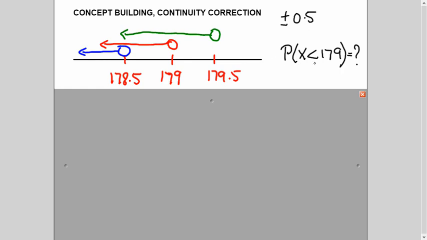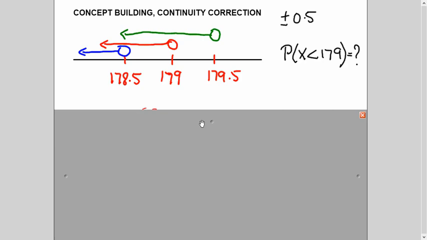So because there is no equals to symbol, I will go from here, because if I go from here, 179 will be part of my calculation. So that's why we are subtracting here, right? We are subtracting here. So it will become what? It will be x less than 178.